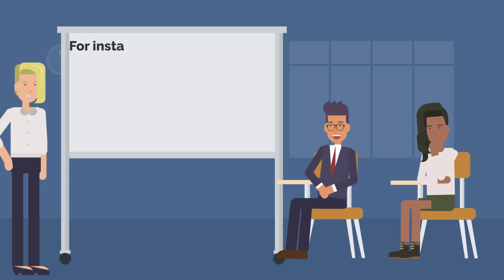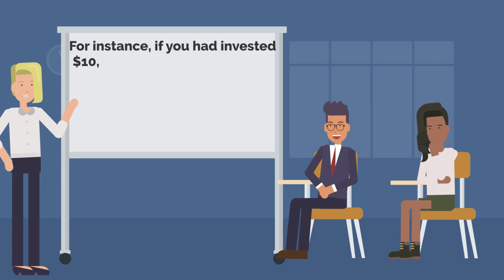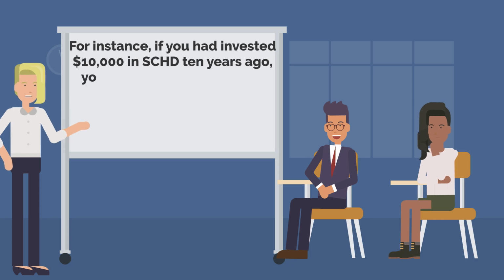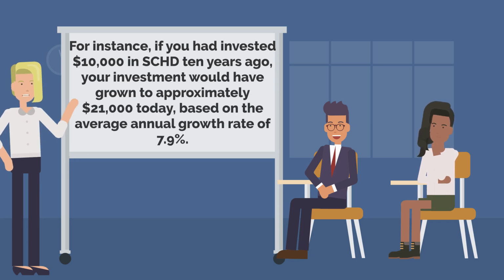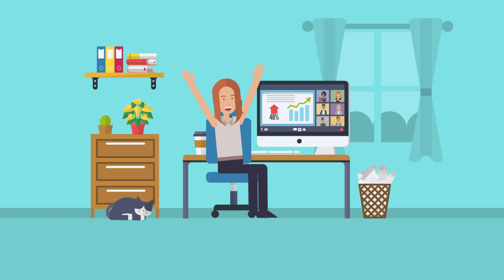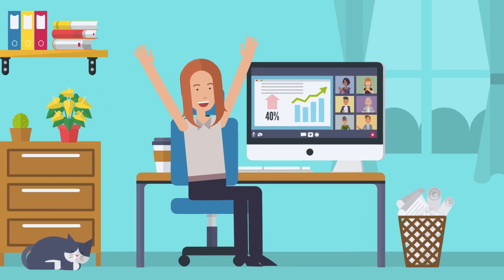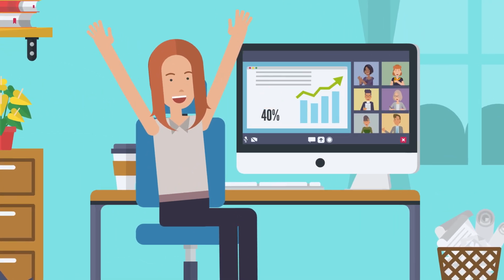For instance, if you had invested $10,000 in SCHD 10 years ago, your investment would have grown to approximately $21,000 today, based on the average annual growth rate of 7.9%. This showcases the steady and reliable growth potential of SCHD, providing a sense of security for long-term investors.